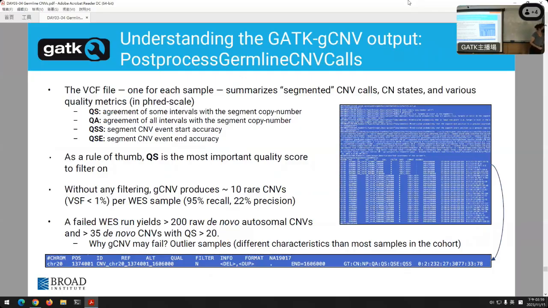So let's say you ran GCNV and you're seeing way too many CNV calls in one of your samples, like over 200.